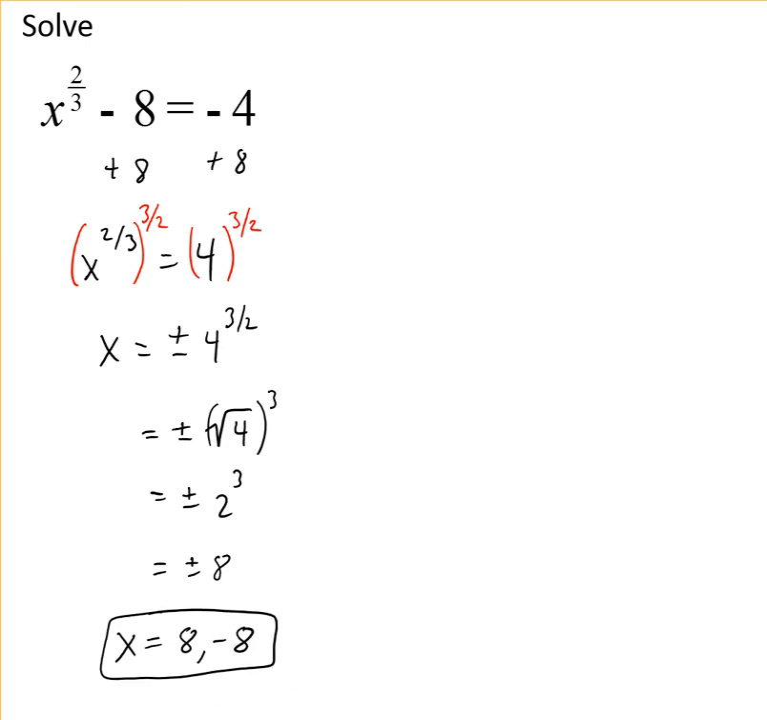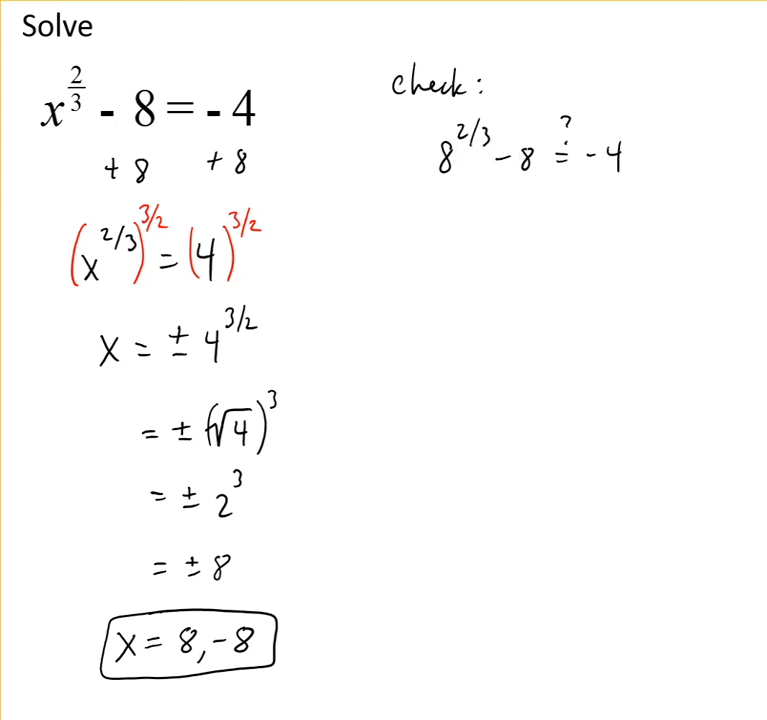Now just to verify that those would both actually work, you can take each of them and plug it back into the original equation. So I'll go ahead and check those here. So if I plugged an 8 in for x, I have 8 to the 2/3 minus 8, and we're hoping to get negative 4.